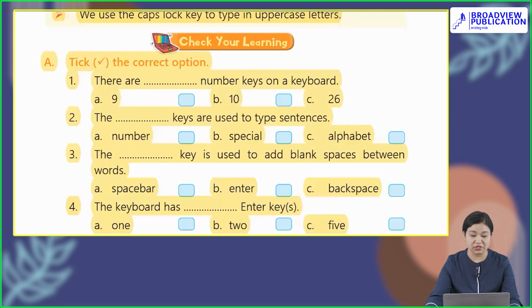Tick the correct option. There are dash number keys on the keyboard. So there are 10 number keys on a keyboard. So you will tick the B option. The dash keys are used to type sentences. The alphabet keys are used to type sentences. The dash key is used to add blank space between words. This is the space bar key. The keyboard has dash enter keys. The keyboard has two enter keys.